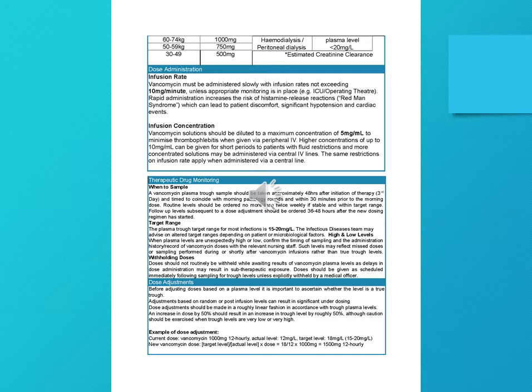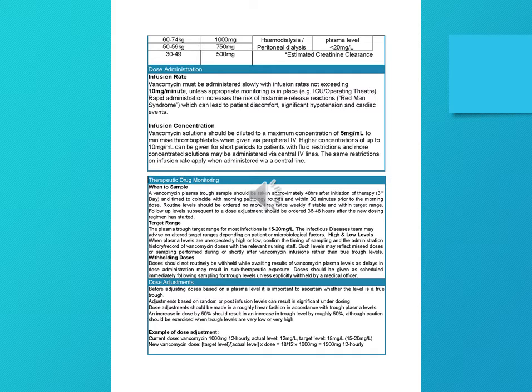Target range. The plasma trough target range for most infections is 15 to 20 mg per liter. The infectious diseases team may advise altered target ranges depending on patient or microbiological factors.